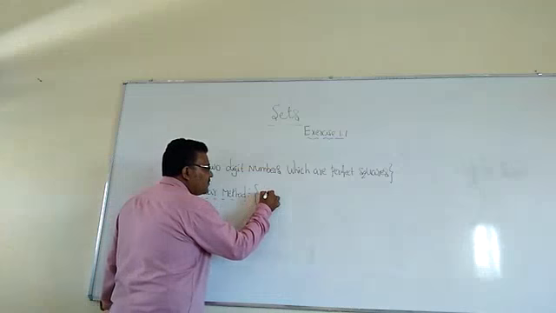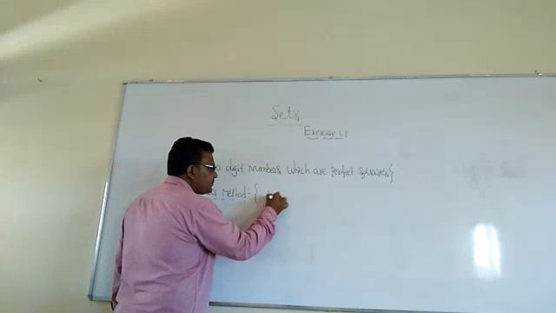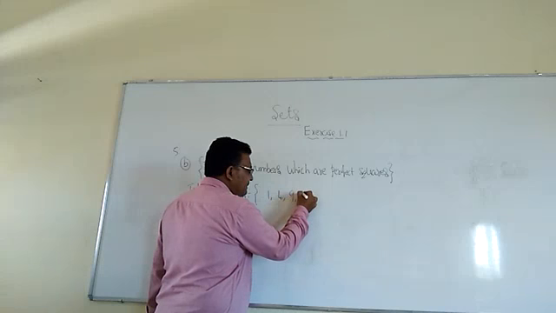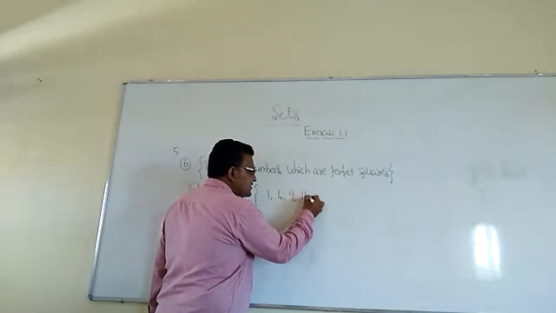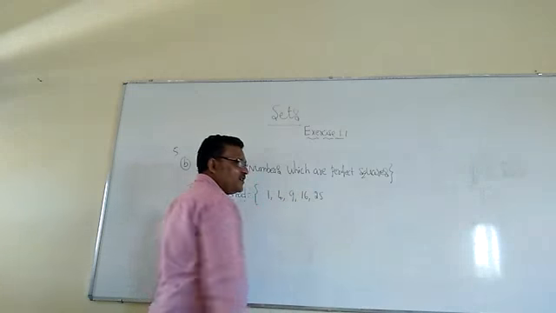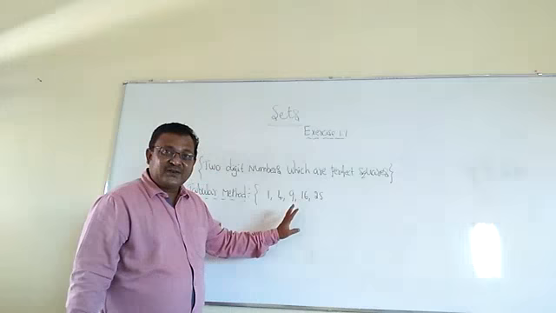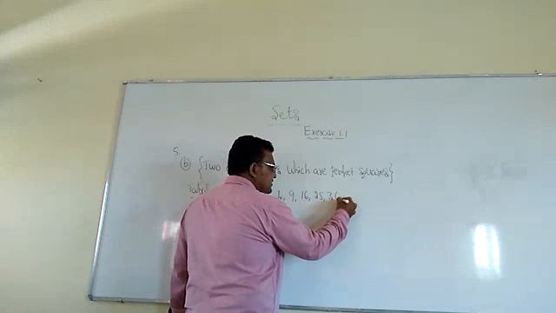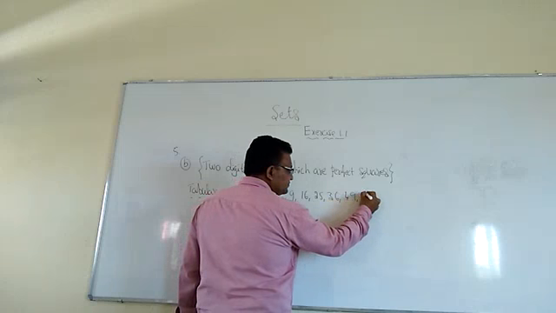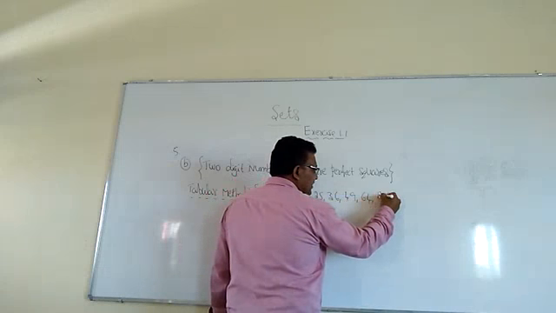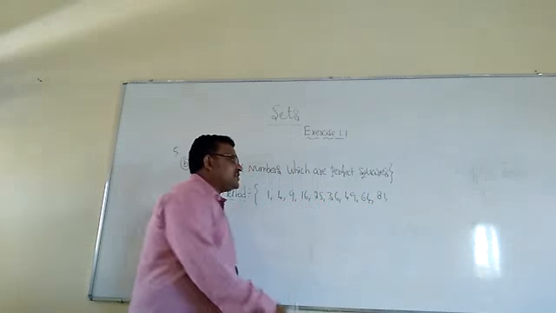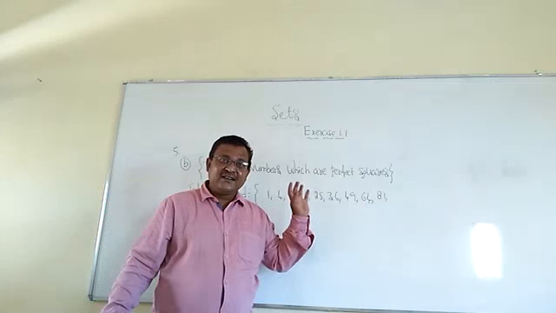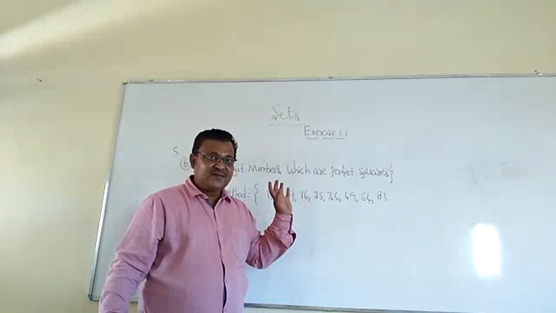That means first is 1, next 4, next 9, next 16, next 25. Look, these are all the perfect squares. Wait, I will write all, then you will see once again. Next, 36, next 49, next 64, next 81, next 100, that's all. So these are all the square numbers up to 100.